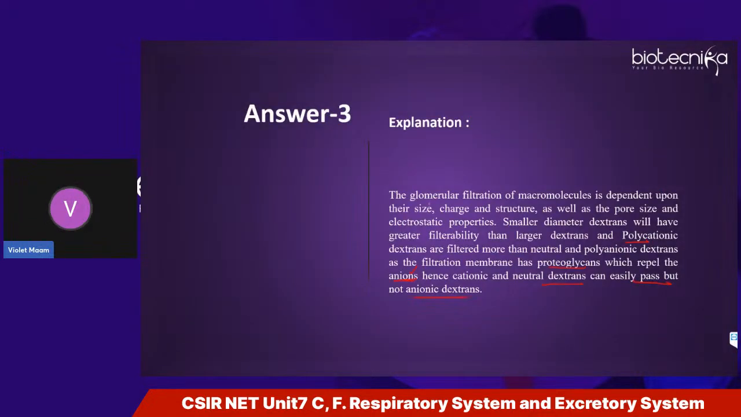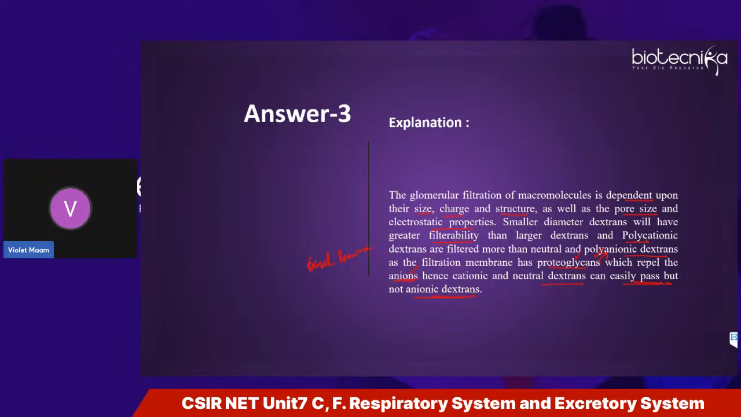Okay, so I'll quickly read through this. The glomerular filtration of macromolecules is dependent upon their size, charge, and structure, as well as the pore size and electrostatic properties. Smaller diameter dextrins will have greater filterability compared to larger dextrins, and polycationic dextrins were filtered more than neutral and polyanionic dextrins. Remember, the filtration membrane has proteoglycans in the basal lamina, which are negatively charged, so it will repel the anions. Hence, cationic and neutral dextrins can easily pass, but not anionic dextrins. Clear for everyone? Whoever got confused?